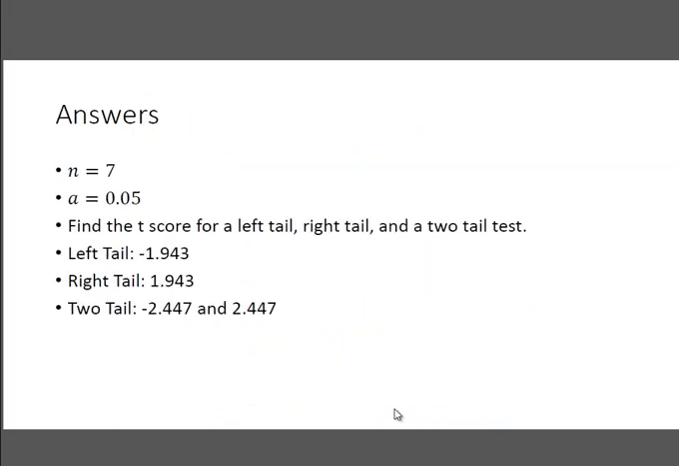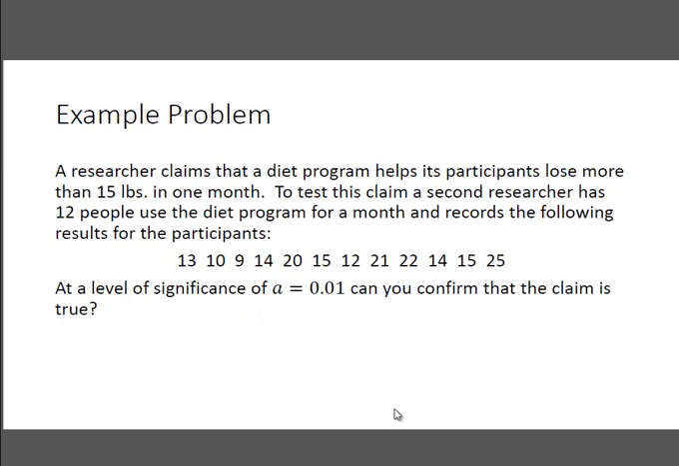Just putting that all together, there are the answers. The left tail is negative 1.943, the right tail is 1.943, and then we have our two tail t-score if our sample size is 7 and our level of significance is 0.05. All right, and that's mainly the big difference. So let's put it all together for an example problem real quick. Here's the example problem.